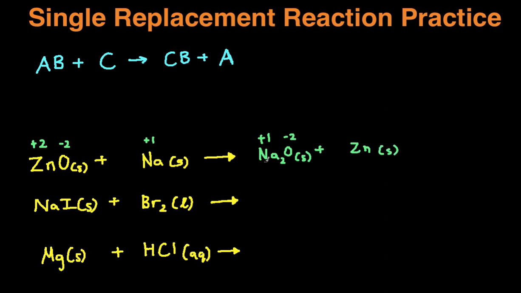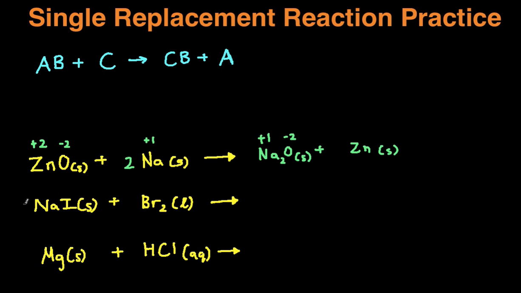Then we double check if the reaction is balanced. You can see here there are 2 sodiums, so I'm going to need a 2 in front of the sodium on the reactant side to make that balanced, and then after doing that, the entire reaction is balanced. Great, let's go and do the second example.